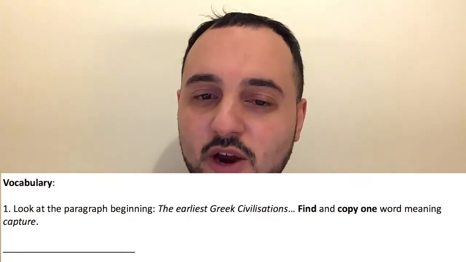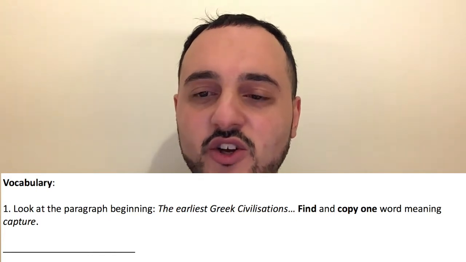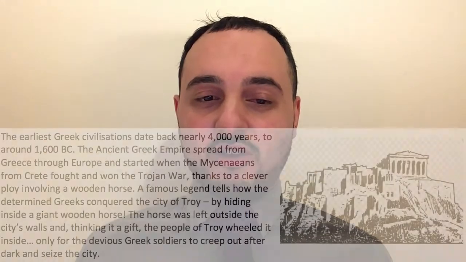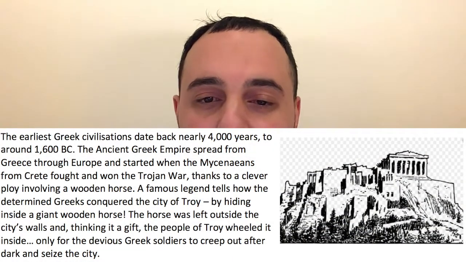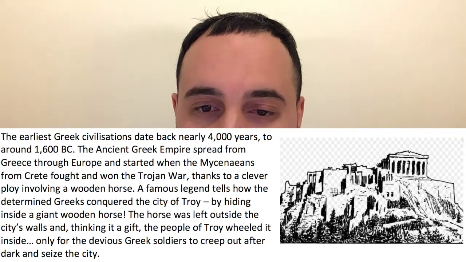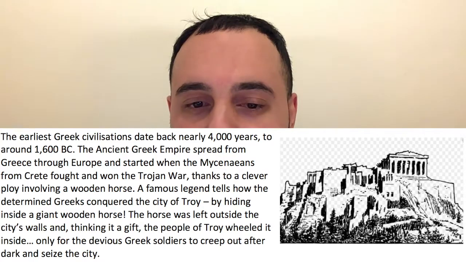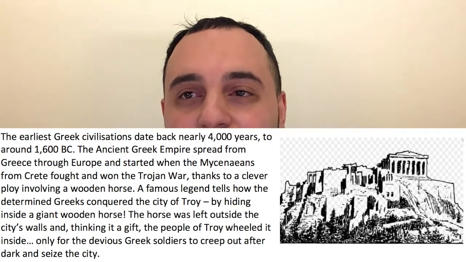Question 1. Look at the paragraph beginning the earliest Greek civilizations. Find and copy one word meaning capture. So I'm going to be looking at the first paragraph. Let's see, find and copy one word that means the same as capture. So I'm just skimming through. Yep, it's going to be that last bit there. Seize the city. Seize is my answer. So seize being the word I need to look at. That's the only thing I need, isn't it? One word, seize.